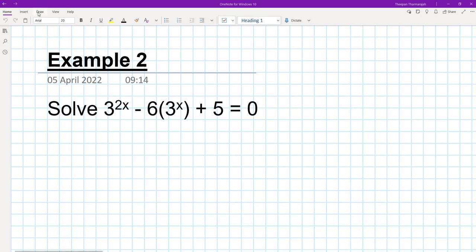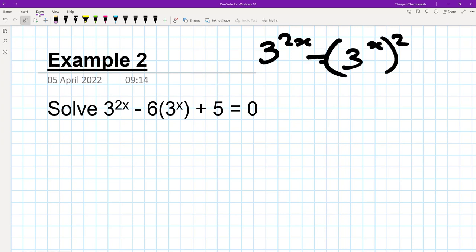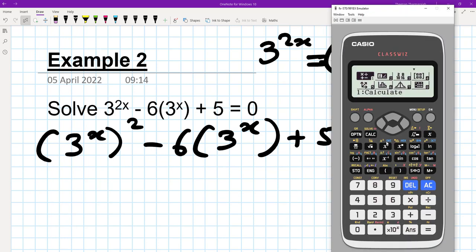Okay, welcome back. So we can say, as before, that 3 to the power of 2x is the same as 3 to the power of x all squared. They're equivalent. So we can say 3 to the power of x squared minus 6 times 3 to the power of x plus 5 equals 0. So we can solve that quadratic as before.